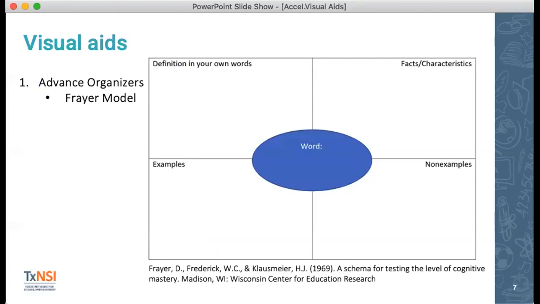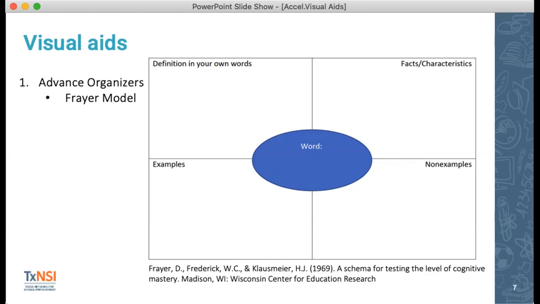A Frayer model is usually used in vocabulary. I suppose it could be used in some other ways, but it was developed by Frederick Frayer to really talk about understanding the vocabulary.